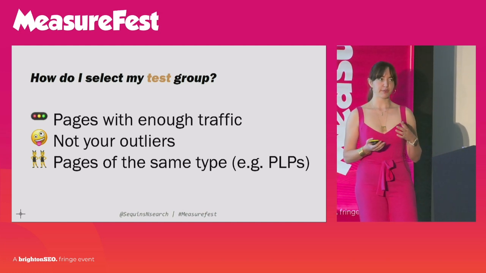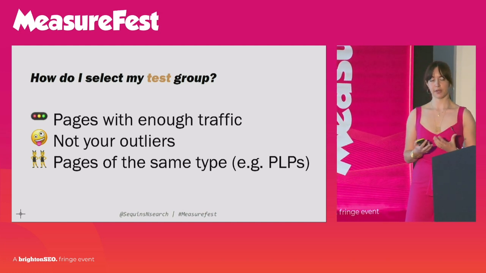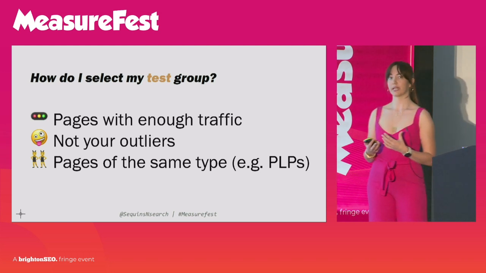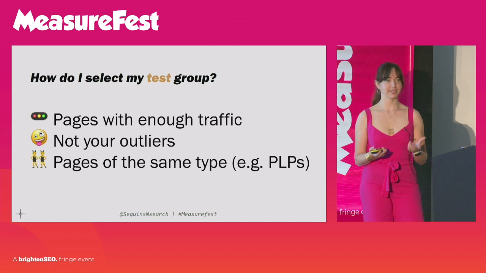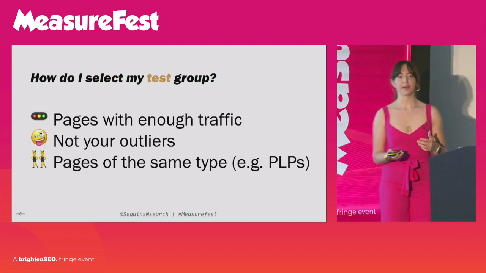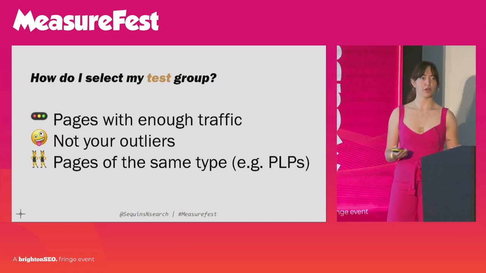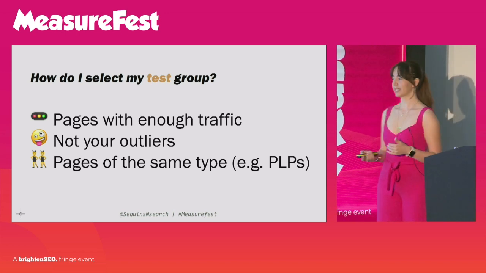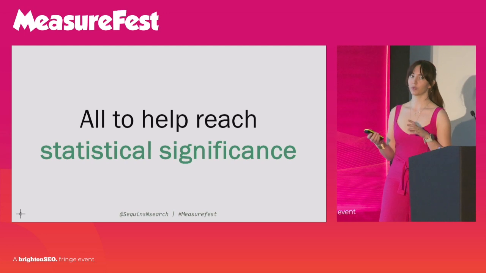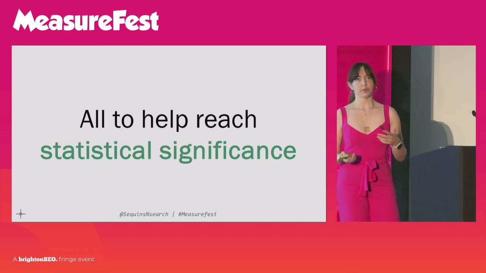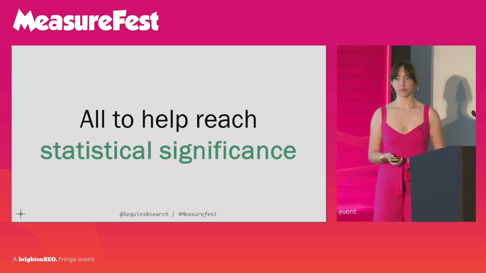And finally, try to keep everything tight, so everything is close together. For example, if you're testing category pages, try to keep everything that is a category page together, and not put, for example, blog and product pages in the same group. This is all to help reach statistical significance, which, in marketing, is not always required.